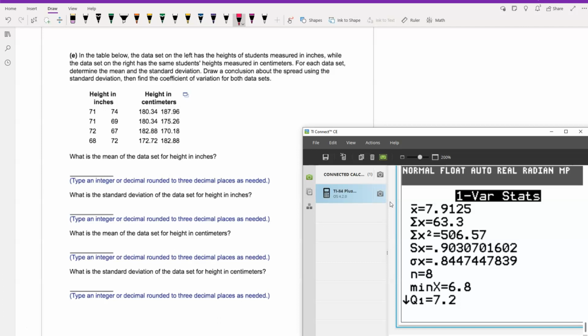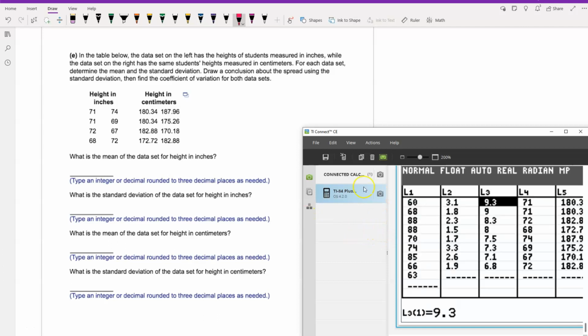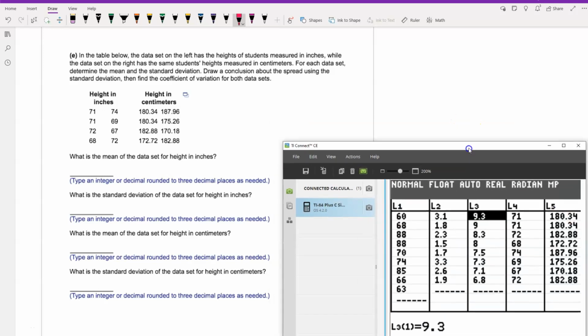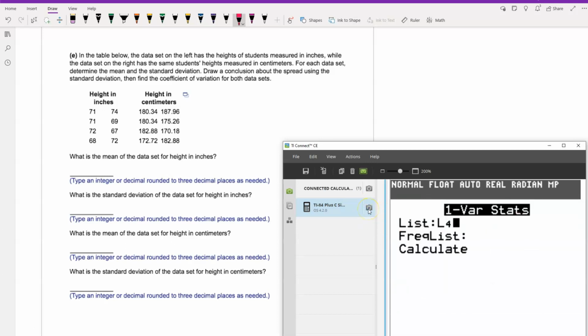So start edit. I entered numbers for inches in L4 and for centimeters in L5. Now stat, calc, number 1 var stat. Here I should use L4, so second 4, because I entered numbers into L4. Then enter.